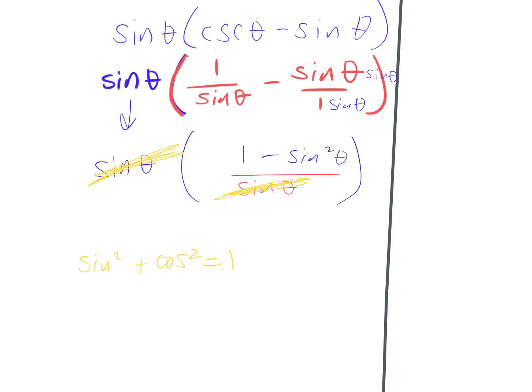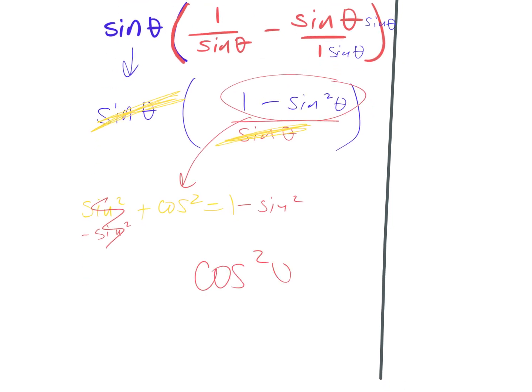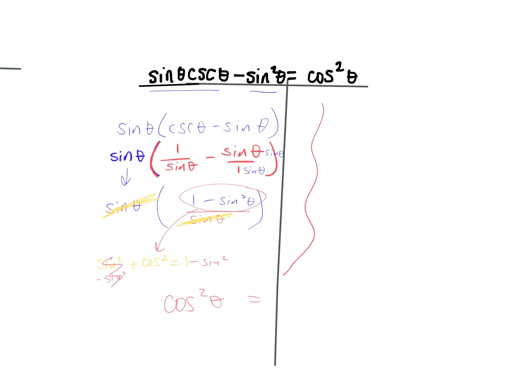Andre, would you just tell me 1 minus sine squared equals? Perfect. If I subtracted the sine squared from both sides, this equals what? That. So here you have cosine squared theta on the left-hand side, and what does it end up equaling? Cosine theta on the right.